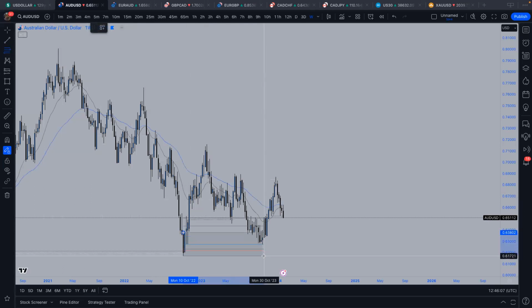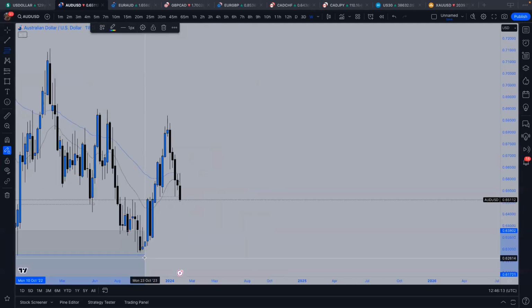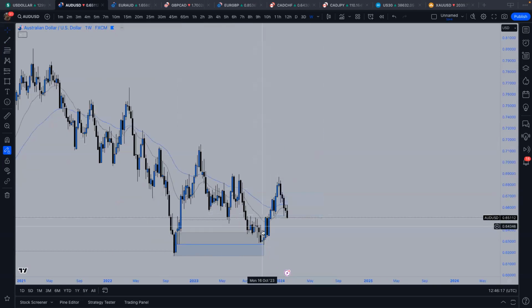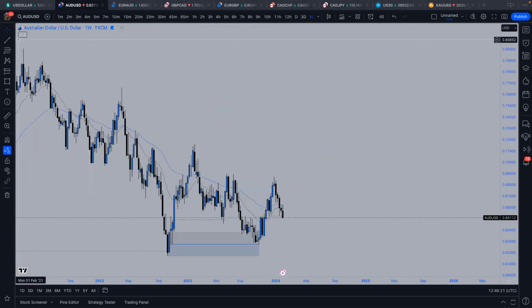Did we come into the 50%? Yes, we did. We literally just wicked it. As you can see, we literally just wicked that 50%. So now looking for anywhere within this big zone is going to still be valid. So you can already see on the weekly how much we've identified.